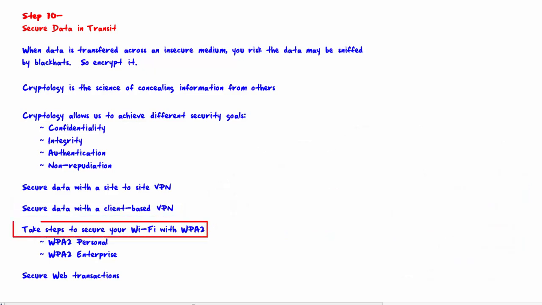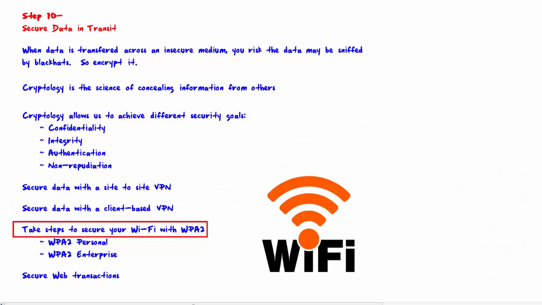Take steps to secure your Wi-Fi with WPA2, personal or enterprise. Anytime Wi-Fi is used, there is the potential that the RF signal, radio frequency signal, could be sniffed by a black hat who was able to receive that signal. Wi-Fi is inherently more insecure than wired transmission because the RF signal could be picked up by somebody sitting outside the building.